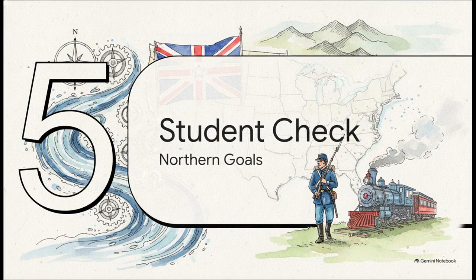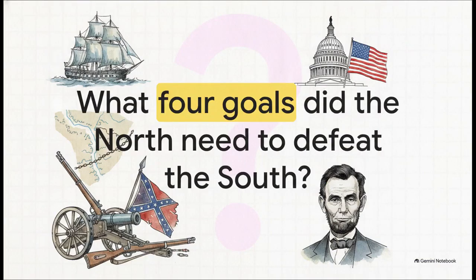Okay, Section 5, Student Check, Northern Goals. Let's test your understanding. All right, it's time for a student check. We know the South just had to survive, right? Which placed the burden of winning entirely on the North. So, based strictly on the National Archives text we're working with today, what 4 specific goals did the North have to achieve to actually defeat the South? I'm going to give you a moment to formulate your answers. Remember, think about the North's advantages and how they would need to apply them to break the South's resistance.